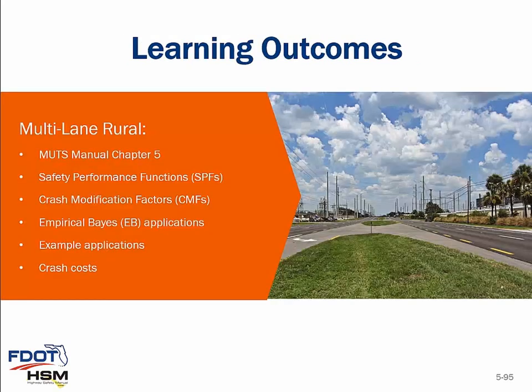Let's review the learning outcomes and learning objectives that we had for this overall webinar. We wanted to introduce you to Chapter 5, the new Chapter 5 of the MUTS Manual, and talk about how data collection can be done for the Highway Safety Manual. We've talked about safety performance functions for rural multi-lane, also crash modification factors, and how we go through the empirical Bayes analysis, particularly using the 1738 spreadsheet. We've also talked about how we can move from an unexpected for the existing conditions to an unexpected for the proposed conditions using the ratio method. We've gone through a few project applications, and we've started to introduce you. There'll be more yet to come in upcoming webinars on these crash cost calculations, so that you can use this tool in benefit cost analysis for future project applications.